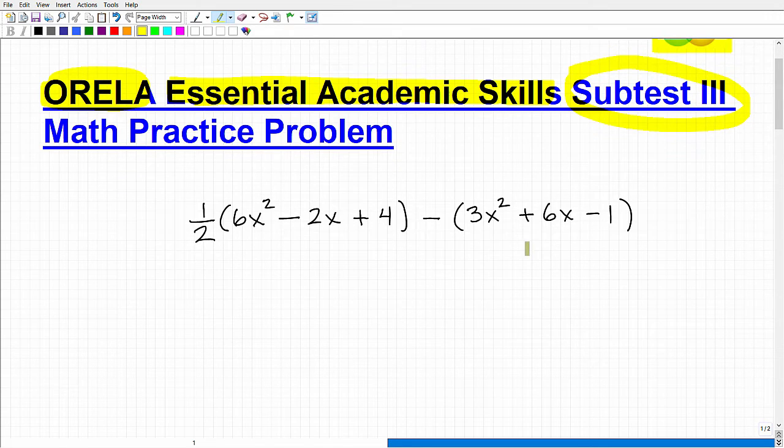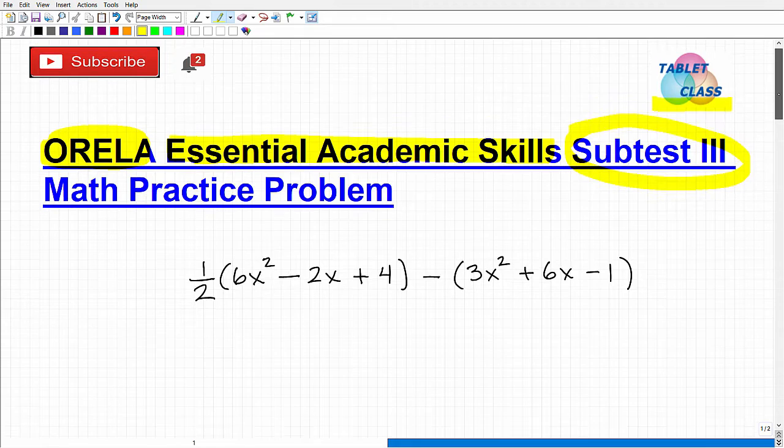If you get this right, by no means is that a full indication that you're ready for this exam. But if you get it wrong, then that's just more feedback that you need to do some additional practice.